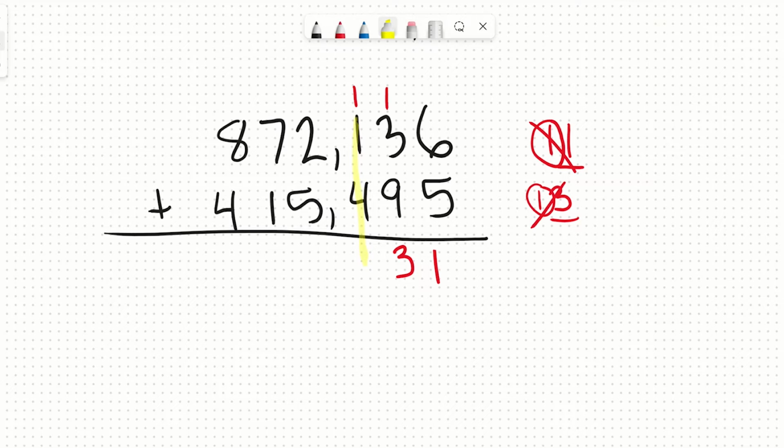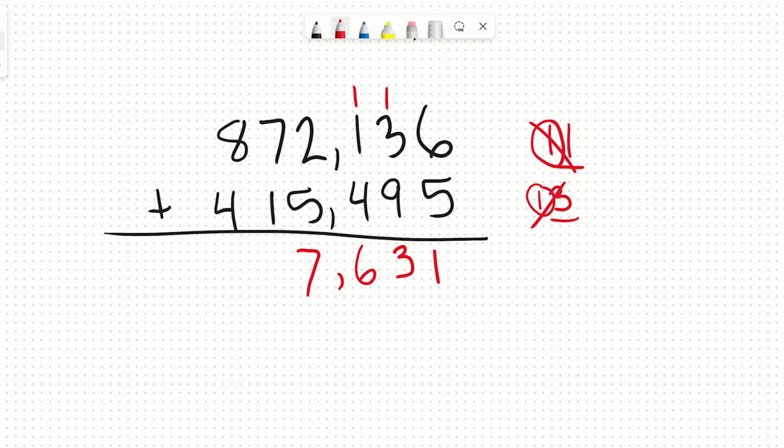Moving on to the hundreds place. We're going to do the same thing. 4 plus 1 is going to be 5, but we still have to add that 1 regrouped. So it's going to be a total of 6. After the 6, we're going to bring our comma down to separate the periods place and move into the thousands place. 5 plus 2 is going to be 7. No need to regroup. Move on to the 10,000s place.